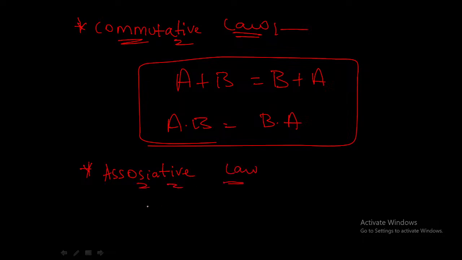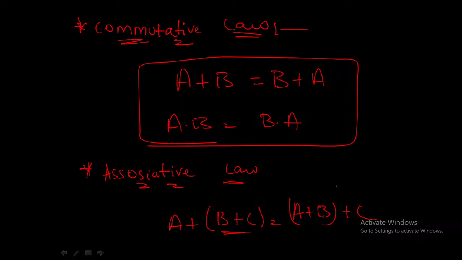So in the case of associative law, the grouping of variables in AND or OR expressions does not affect the result. For example, A + (B + C) is equal to (A + B) + C. Here we are basically changing the grouping. Here B + C are grouped, and that is also equivalent to grouping A + B. So the order of grouping is not affected in the case of associative law.